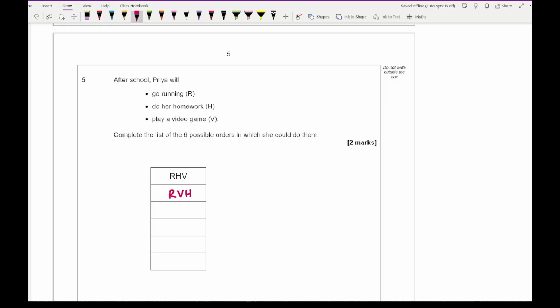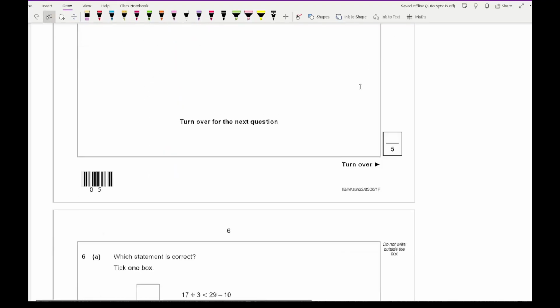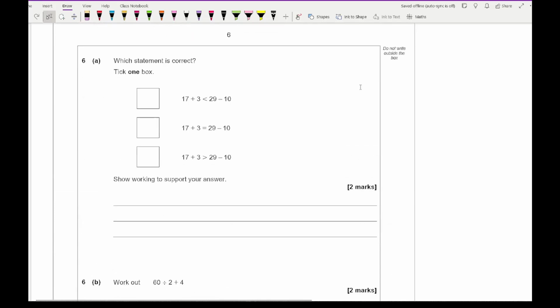Then we have, let's say, do homework first. So then the 2 other options are going to be H, R, V and then H, V, R. But then if she plays video games first, the 2 options are going to be V, R, H and V, H, R. So you can have those in absolutely any order, but they all need to be different and all 6 need to be complete.